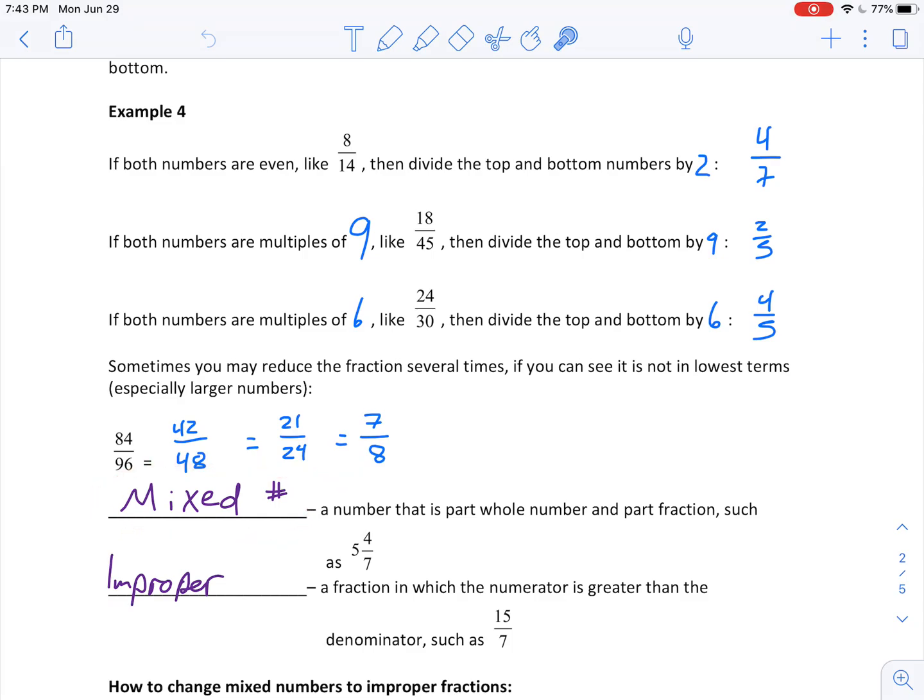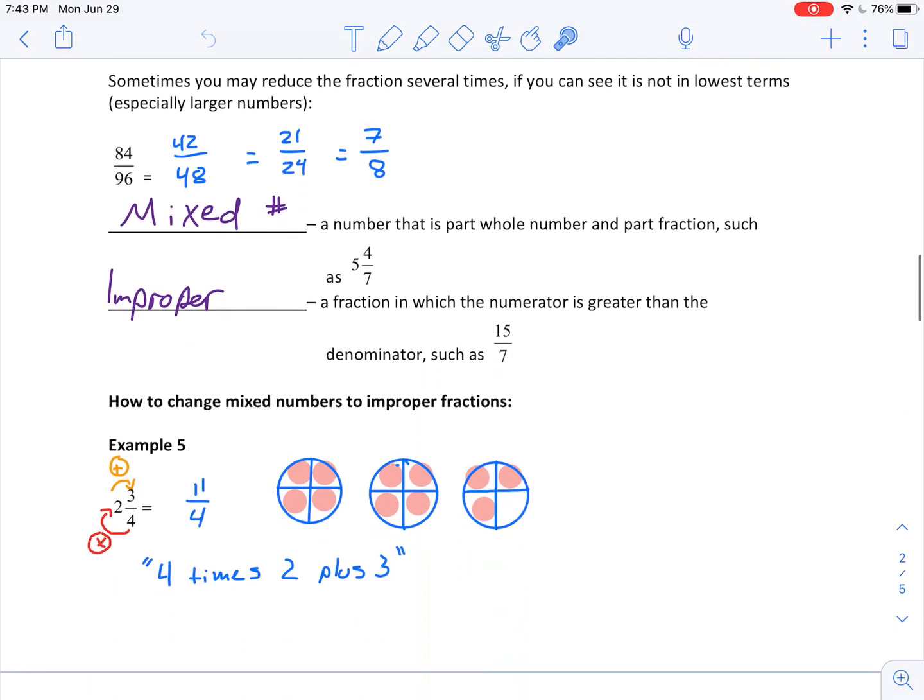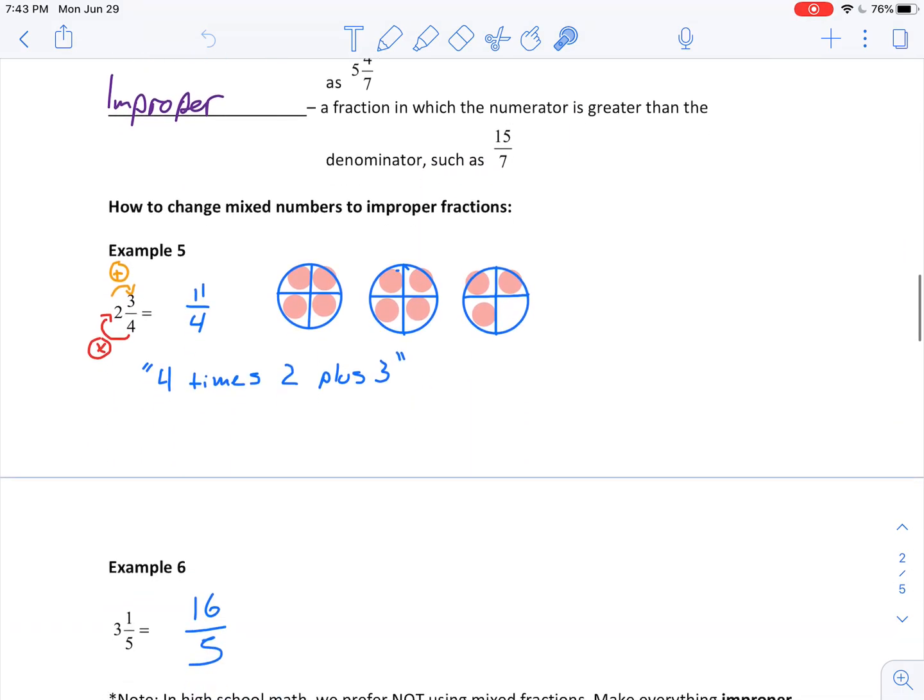A mixed number is a whole number and a fraction part, such as 5 and 4/7. An improper fraction is when the numerator is greater than the denominator, such as 15 over 7. Quickly, how to change mixed numbers into improper fractions. So we have 2 and 3/4.